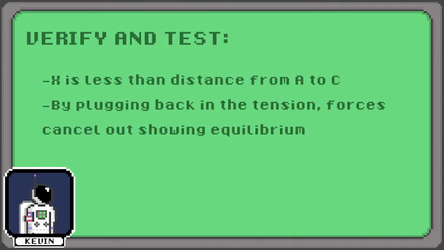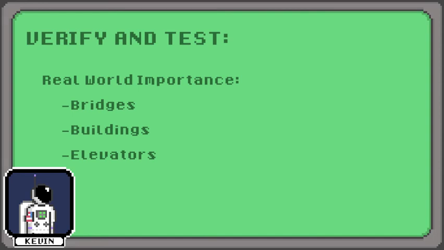The answer that we found for x makes logical sense, since it is less than the distance from A to C. Our answer for tension also makes logical sense, since if you plug it back into the equation, the forces cancel out, showing that the pulley system is in equilibrium. The concept in this problem is important in the real world, since it deals with tension and forces. In dealing with things such as bridges, buildings, and elevators, it is important to account for tension and force to ensure their safety.